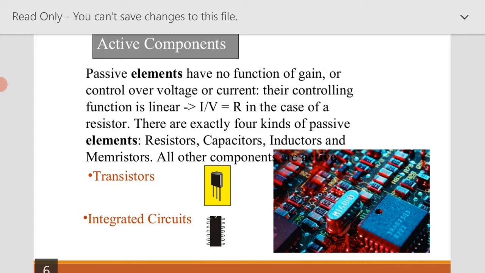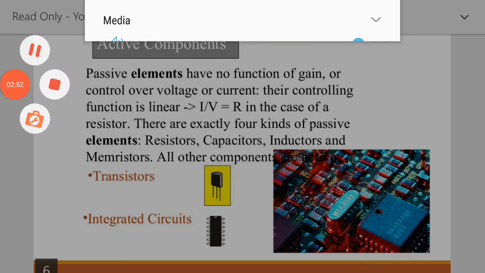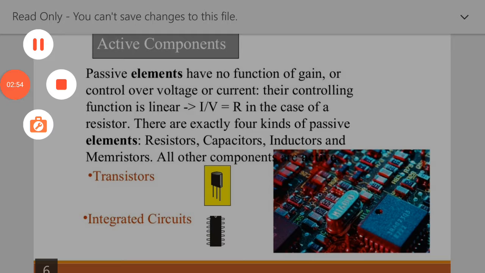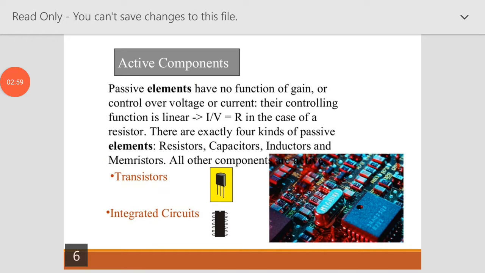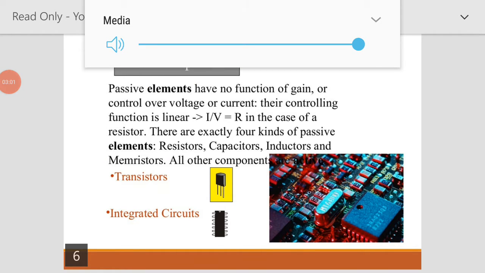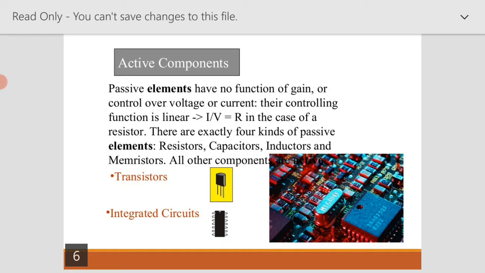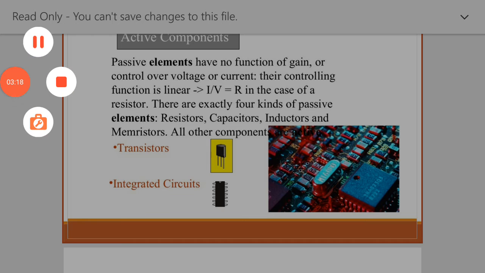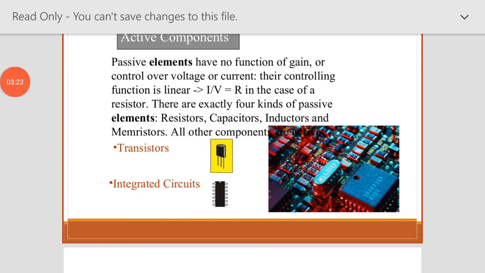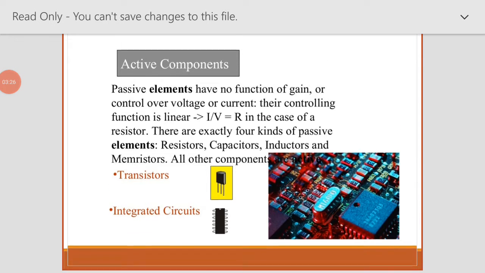The active components are as shown in the figure. Passive elements have no function of gain or control over a voltage or current. Their controlling function is linear, as in V is equal to I R in the case of a resistor. There are exactly 4 kinds of passive elements: the resistor, capacitor, inductor and memristor. All other components, such as the transistor and integrated circuit, are examples of active components.